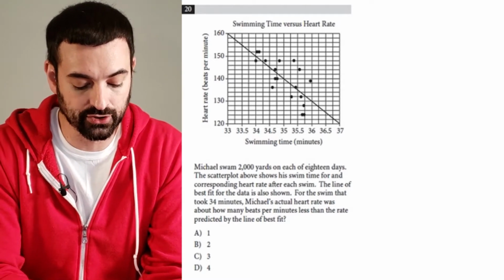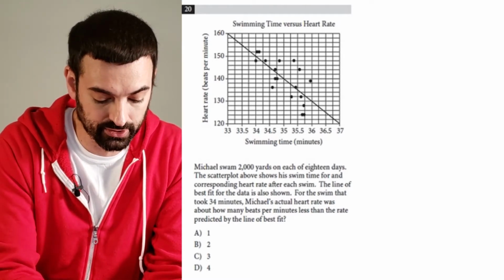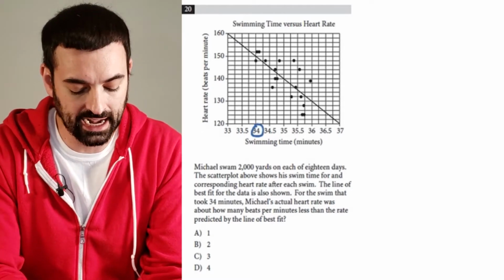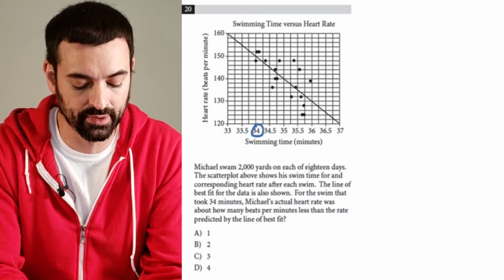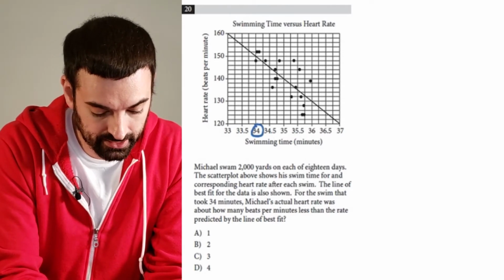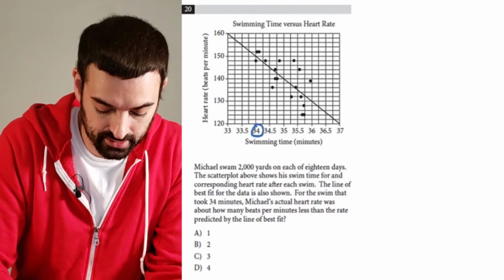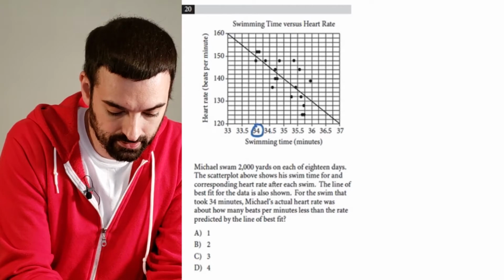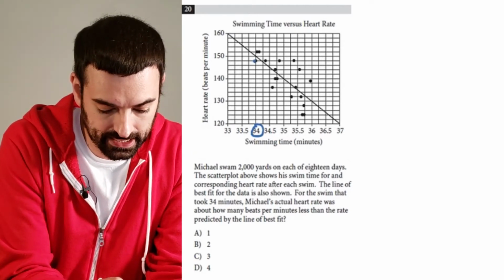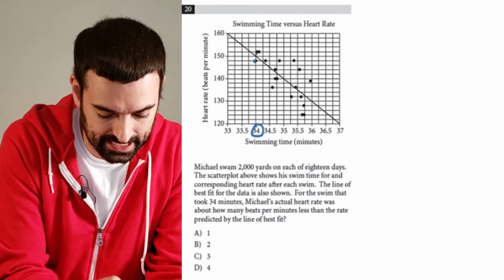For the swim that took 34 minutes, which is right here, Michael's actual heart rate was about how many beats per minute less than the rate predicted by the line of best fit? Well, Michael's actual heart rate will be this one, and the predicted heart rate is just slightly higher.